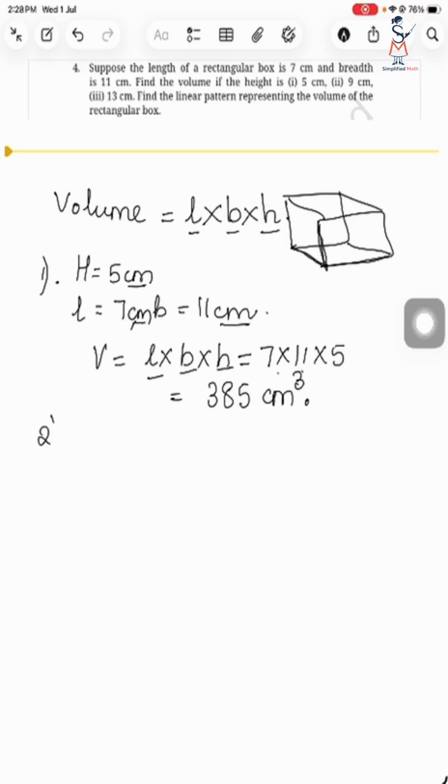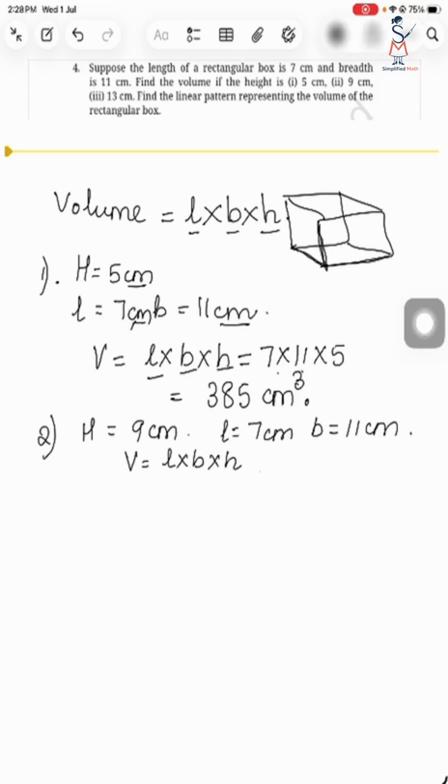Now we will take the second case where the height is 9 centimeter and the length is 7 centimeter and breadth is 11 centimeter. Again we will find the volume. Volume is length into breadth into height, that is 7 into 11 into 9, that is 77 into 9, that turns out to be 693. So now again centimeter, centimeter, centimeter, so centimeter cube.